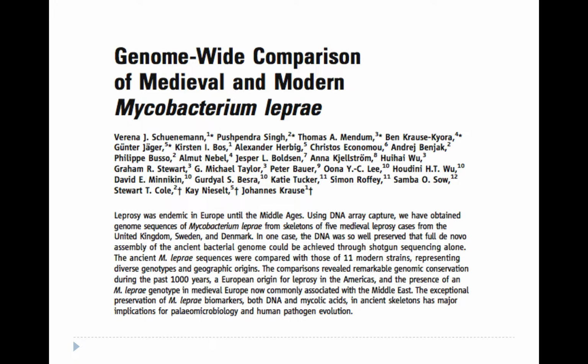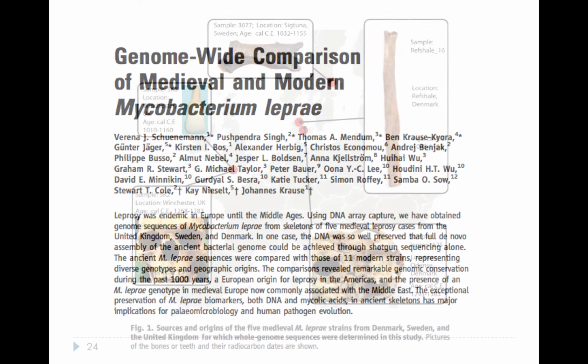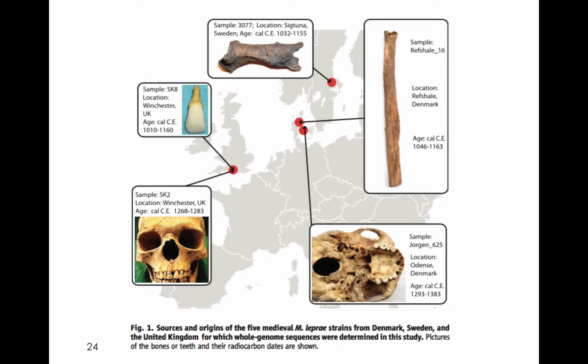So, a remarkable European origin for leprosy in the Americas, and a genotype in medieval Europe that's now commonly associated with the Middle East. And so, this was a remarkable step forward. We basically had medieval Mycobacterium leprae genome sequences, and here are the samples that they analysed. A sample from Winchester, two samples, one a tooth and one a skull, from Denmark. Two different samples, and then some from Sweden as well.